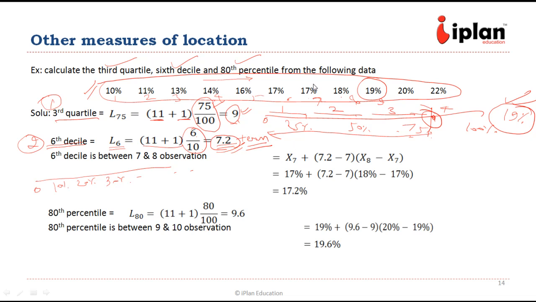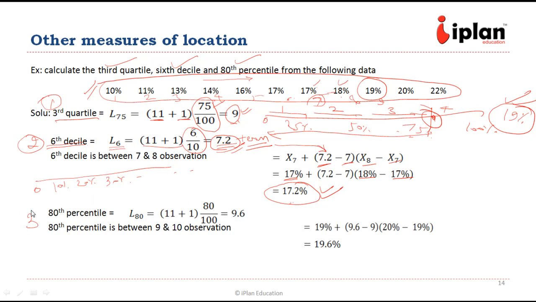So we have 17%, we have 18%. We need to find out what is between them. So we use the values. 17% is the first value. 7.2 is the term which we want to calculate. 7 is the previous value of the term, and x8 and x7 are the values of 8th term and 7th term, 18% and 17%. So the answer becomes 17.2%. This is the value of sixth decile. We can say that 60% of the values fall below this data, 17.2%.